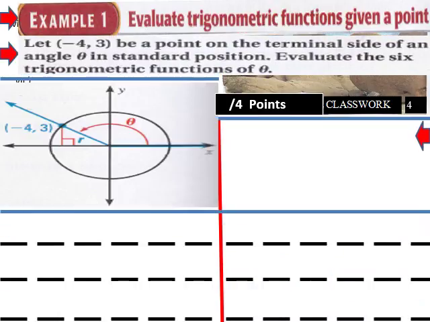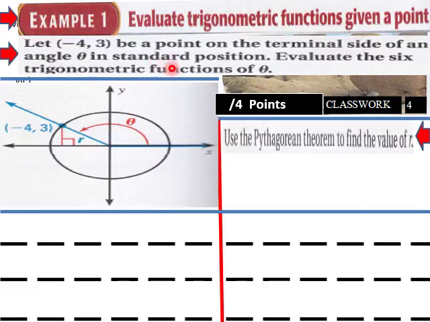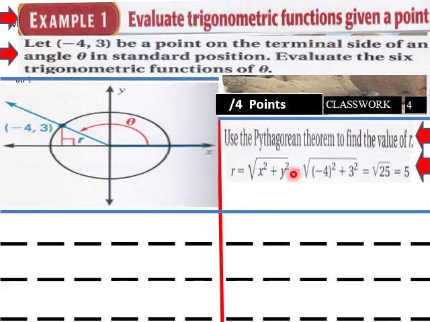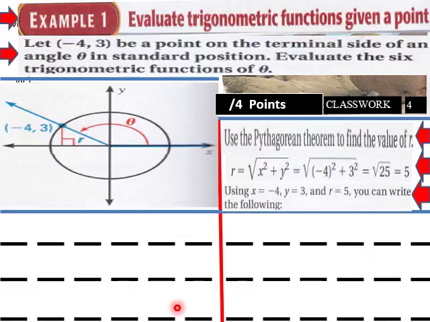So, evaluate trig functions given a point. We have a point, negative 4, 3, on the terminal side of an angle theta. This is our angle theta in standard position. Evaluate the 6 trig functions of theta. Use the Pythagorean theorem to find r. Then, using x equals negative 4, y equals 3, and r equals 5, you can write the following.